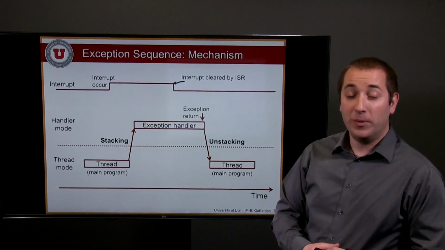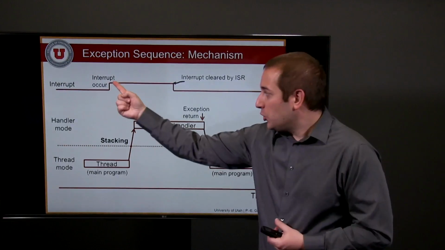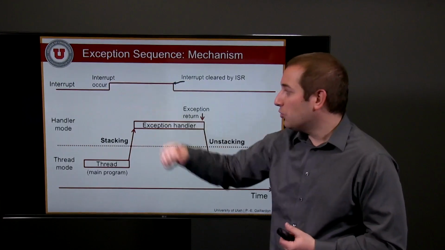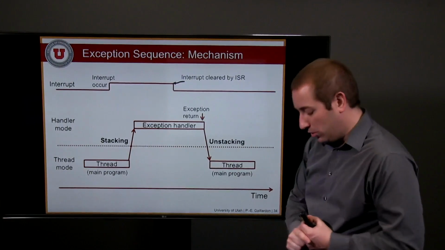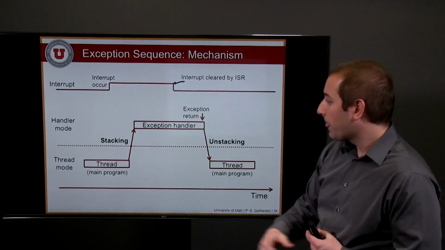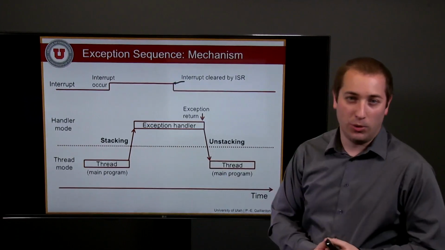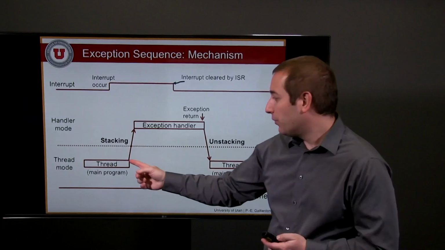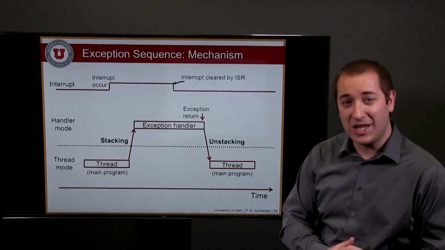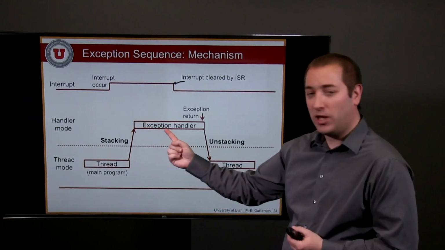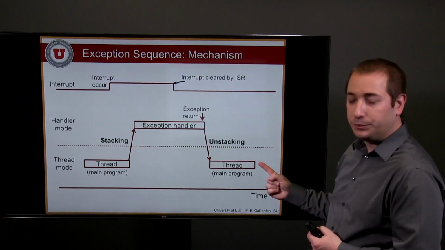Here's an illustration of the mechanism that happens when you do receive an exception. When the interrupt line goes high, so when the interrupt occurs, it means that a bit is going to be set in our processor registers. Our processor will jump from the thread mode into the handler mode. In order to do that, the first step is to actually stack the information of your processor. As I just explained before, you stack the context, then you jump to your exception handler, and once you hit the exception return, you will unstack and go back to the main thread.